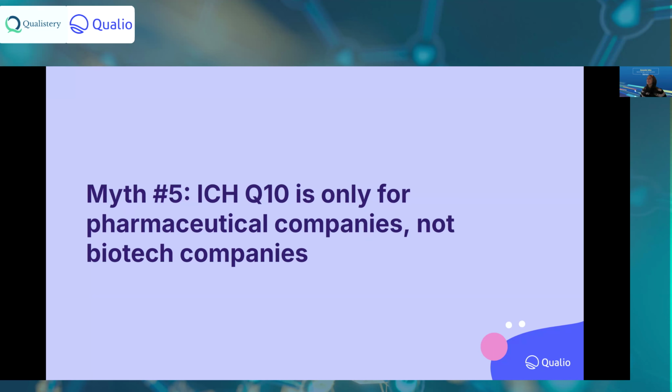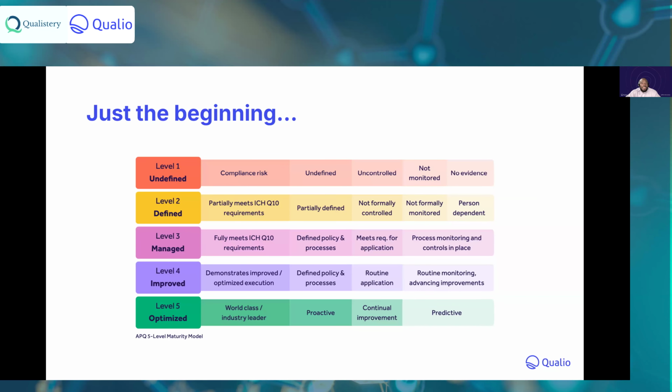ICH Q10 is only for pharmaceutical companies, not biotech companies. False. One's under NDA, one's under BLA. Yes, it says pharmaceutical companies, but we're all in the life sciences industry, and a lot of these guidances apply across all different types of pathways. I would even say you can use it in software as a medical device because those quality system elements are very, very similar across all of those products.